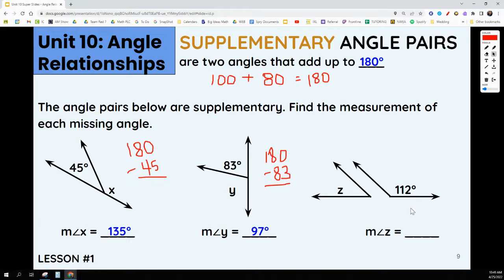Now, these are also supplementary angles. They're not right next to each other, so you don't see them on that nice line together, but it does say that they are supplementary. So to find out what the other angle is, I'm going to have to do 180 and subtract 112, and I end up getting 68 degrees.